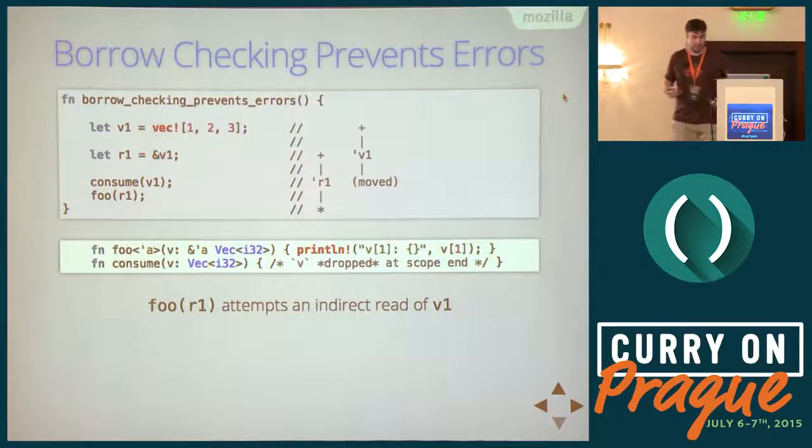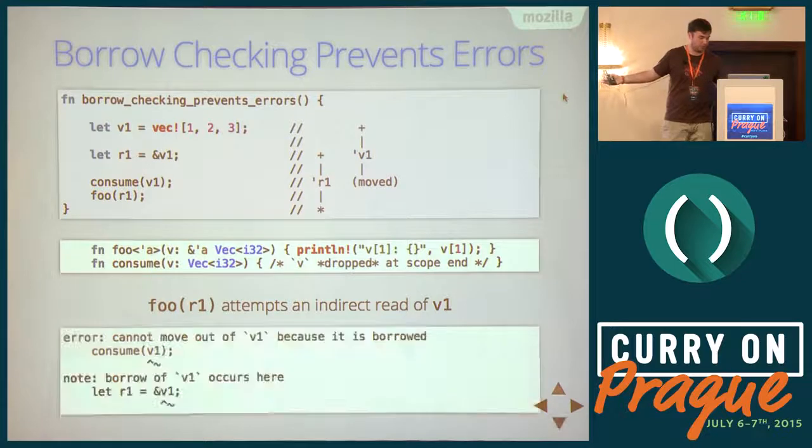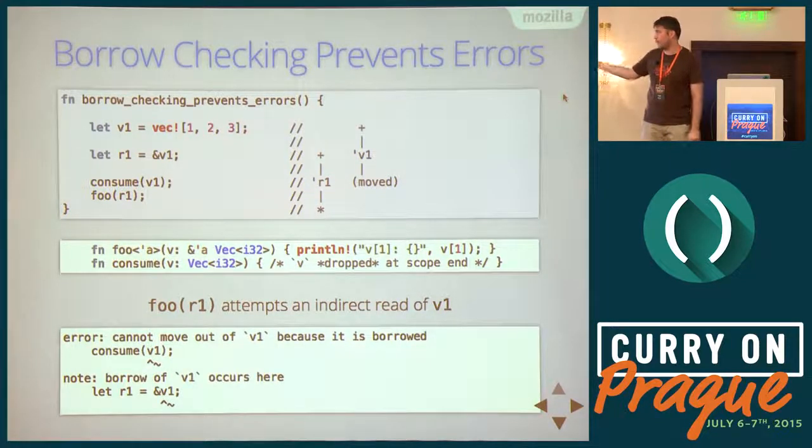Okay, the main point here is that we have a borrow checking system that checks for errors in terms of your use of these lifetimes. Here, v1 got moved by the consume call, and there's still this outstanding reference r1, and if you attempt to then call foo with r1, the compiler catches you and says, no, you can't do that. It gives you a precise error message saying you can't move out of it. Who's to blame here? Is it the call to foo or the call to consume?